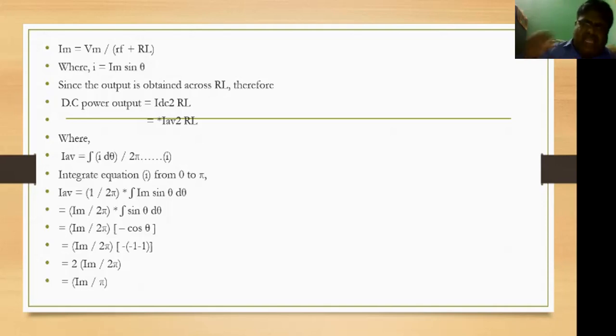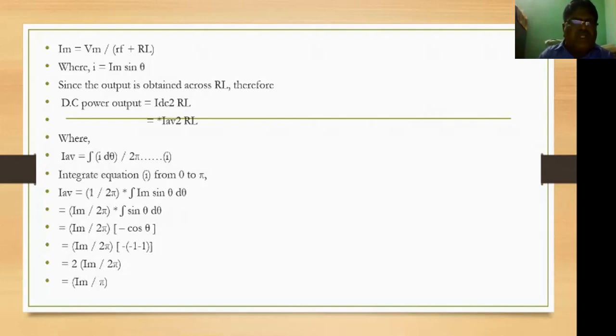DC current and average current, these two are equal. Sometimes it is called the average current, sometimes it is called the DC current. Here, DC output power equal to IDC squared into RL, that is equal to average current squared into RL, where average current or DC current is the integral of I d theta by 2 pi. That is equation number 1.